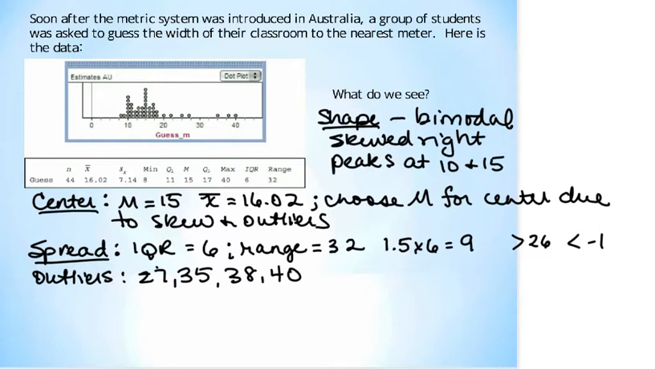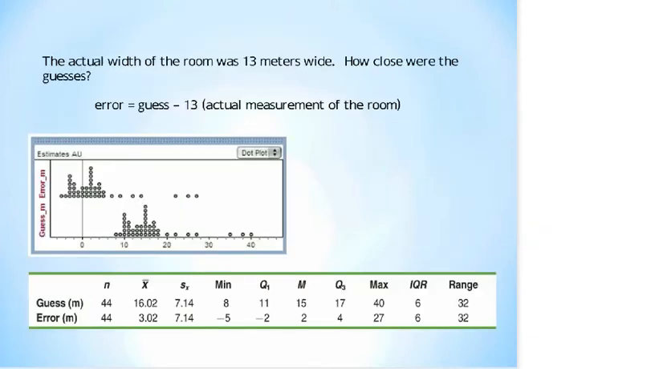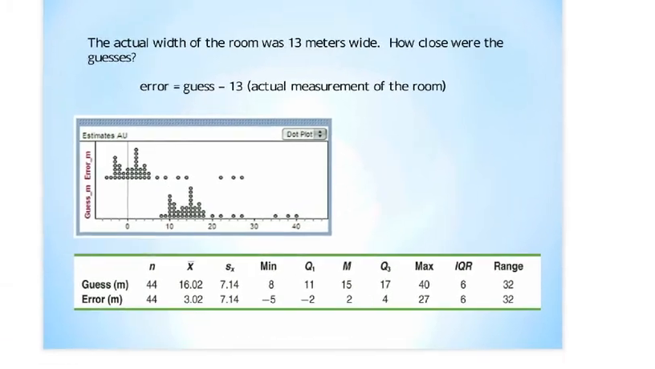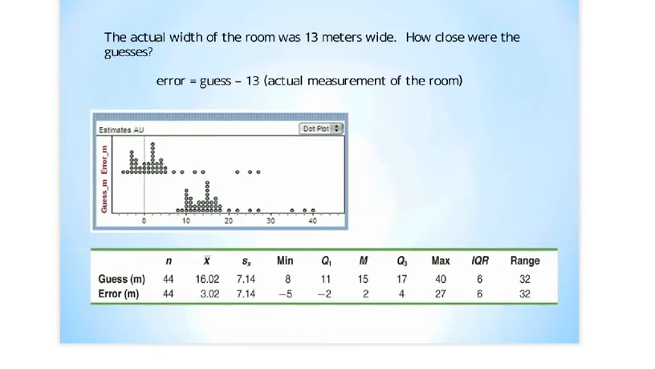So, if we look at this, the actual room width was 13. And because we have the actual room width, we can find out something called the standard error. The actual room width was 13 meters wide, so how close were their guesses? To figure out their error, and it's not standard error, it's just regular error, error is their guess minus 13. And I have a list down here of the guess and then the error.